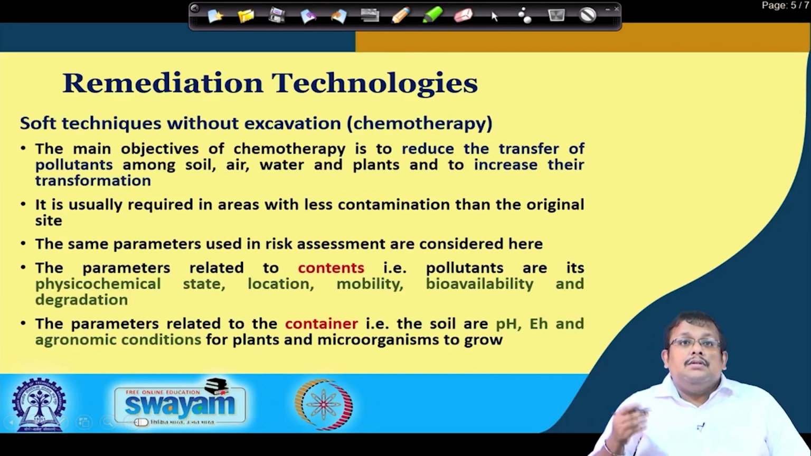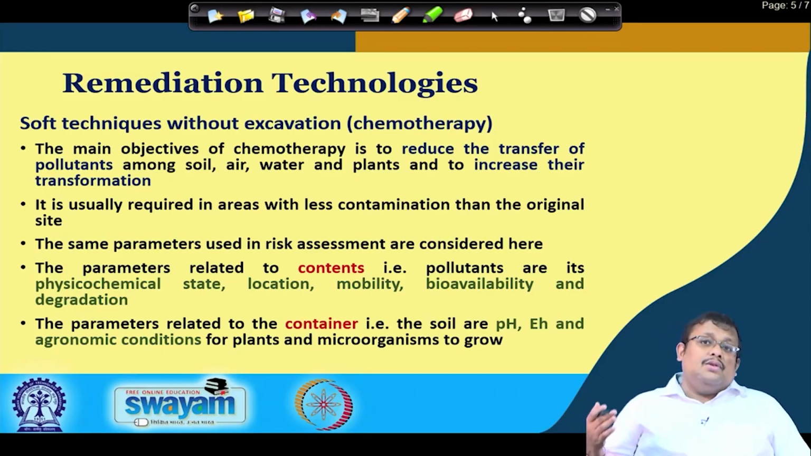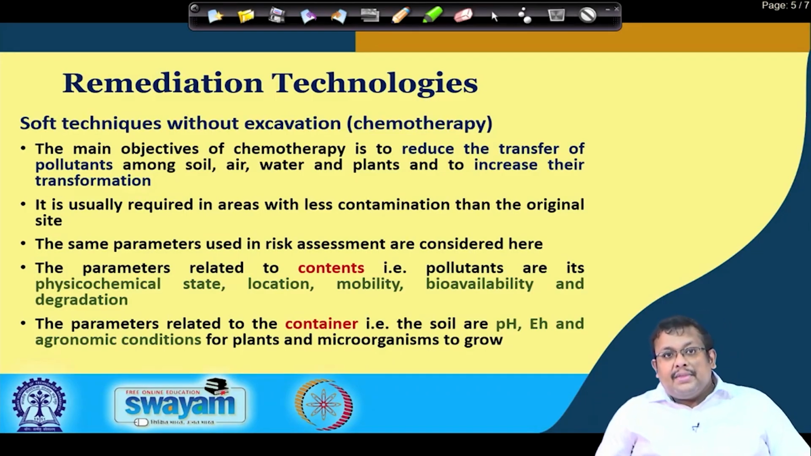Now, soft techniques. We have covered the hard techniques, let us consider the soft techniques. The soft techniques are done without excavation, and they are also known as chemotherapy. The main objective of chemotherapy is to reduce the transfer of pollutants among the soil, air, water and plants, and to increase their transformation. It is usually required in areas with less contamination than the original site.